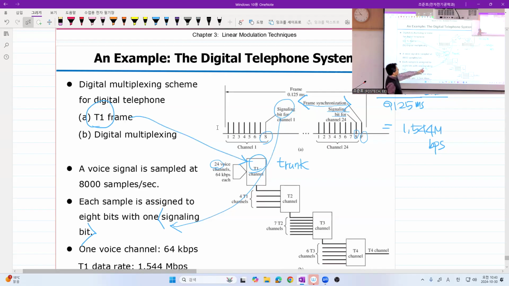And here, T1 has 24 voice channels, each with 64 kbps, and they are combined. In which way? In this case, in the time division multiplexing way. Got it? So this is the time axis. And you will see that here goes the channel 1's 7 bits with signaling bit. So each channel in this case, as I told you, in T1 channel, you have 24 voices. So channel 1 to channel 24.